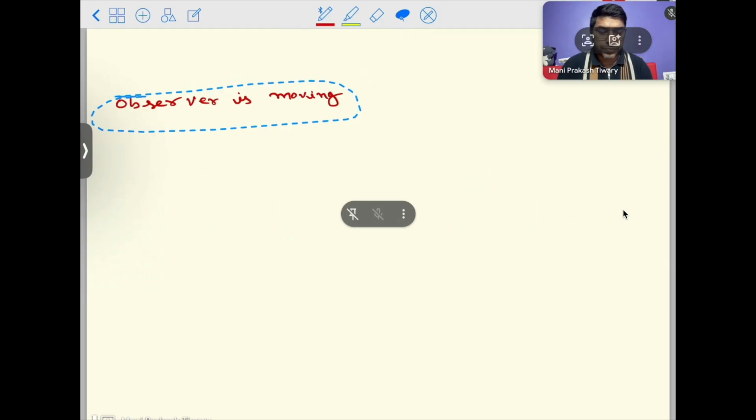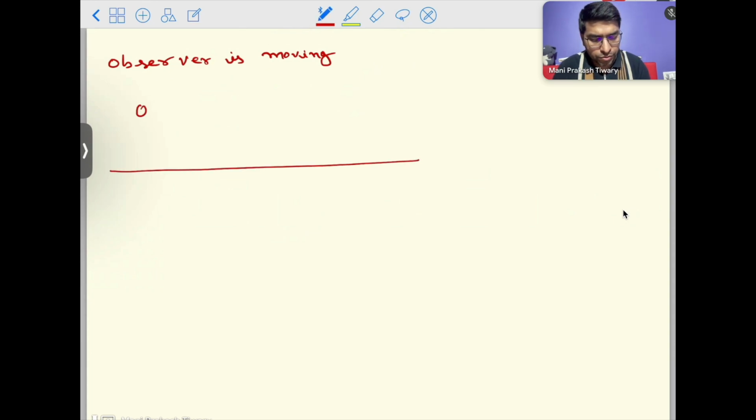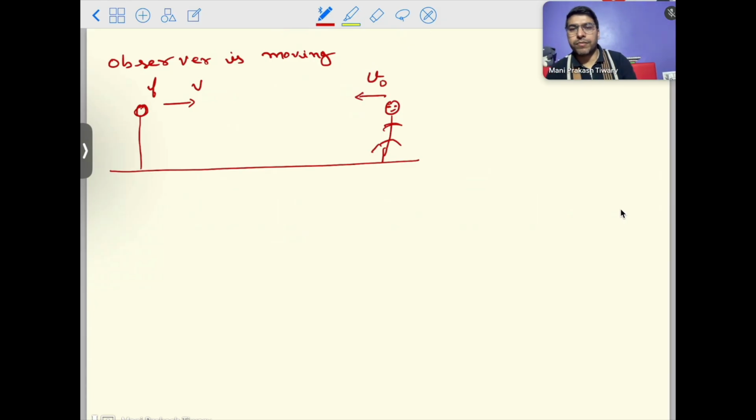Now if the observer is moving, suppose this is the source of sound, and sound is coming from here and it's fixed. The frequency of sound is F and the speed of sound in the medium is V, and this is the observer, a boy, and this boy is moving towards the sound with his speed V naught. O for observer, and V naught we can write. Okay, anything you can consider.